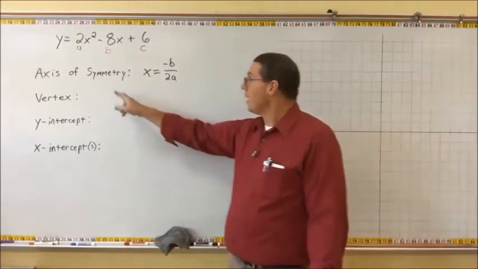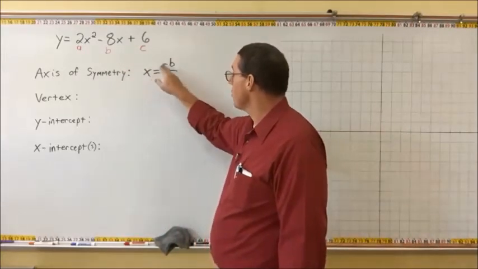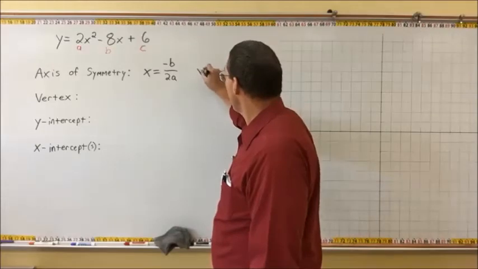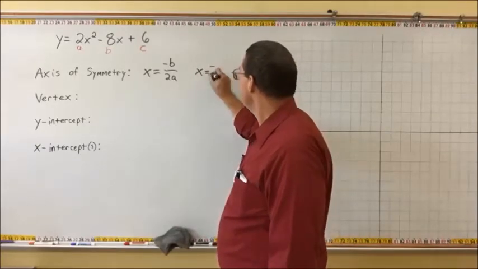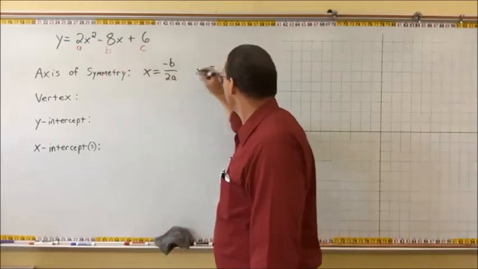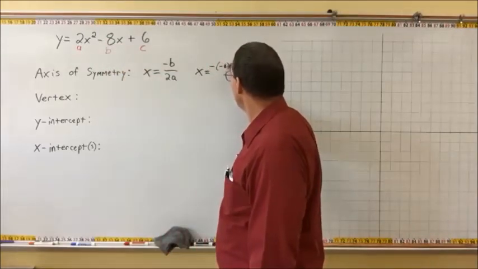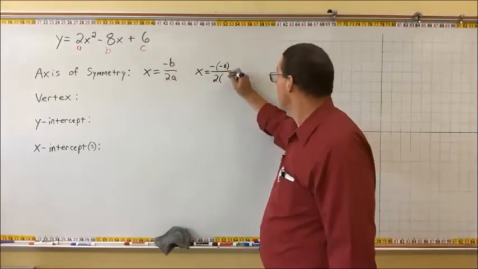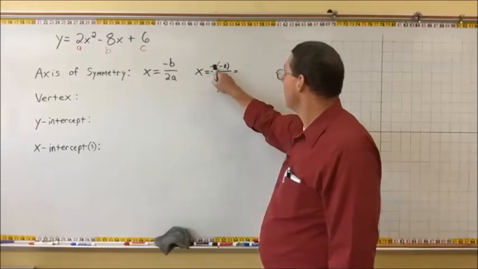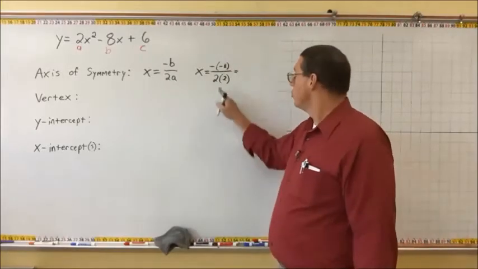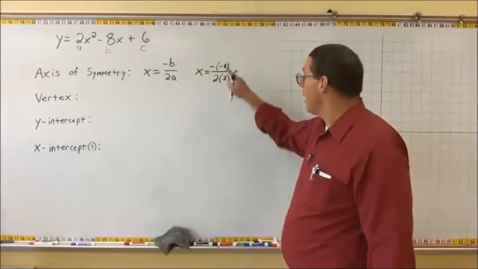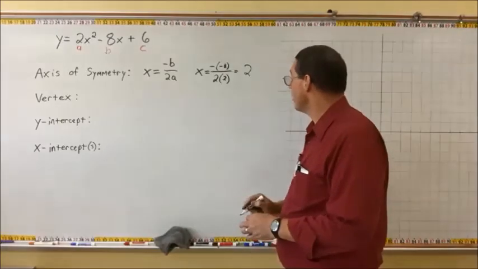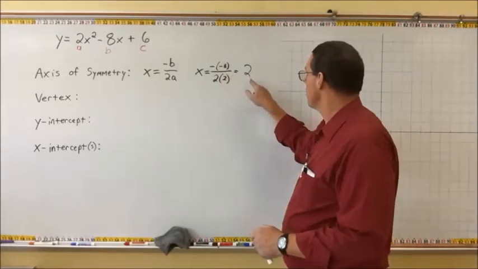So if the axis of symmetry is at x equals -b over 2a, then in this particular problem up here, we would say x is equal to negative, what's b? b is -8. So it's -8 over 2 times, well, what's a in this case? a is 2. So 2 times 2. And so -8, well, that's 8. 2 times 2, that's 4. And 8 divided by 4 is 2. And so in this case, the axis of symmetry is at x equals 2.